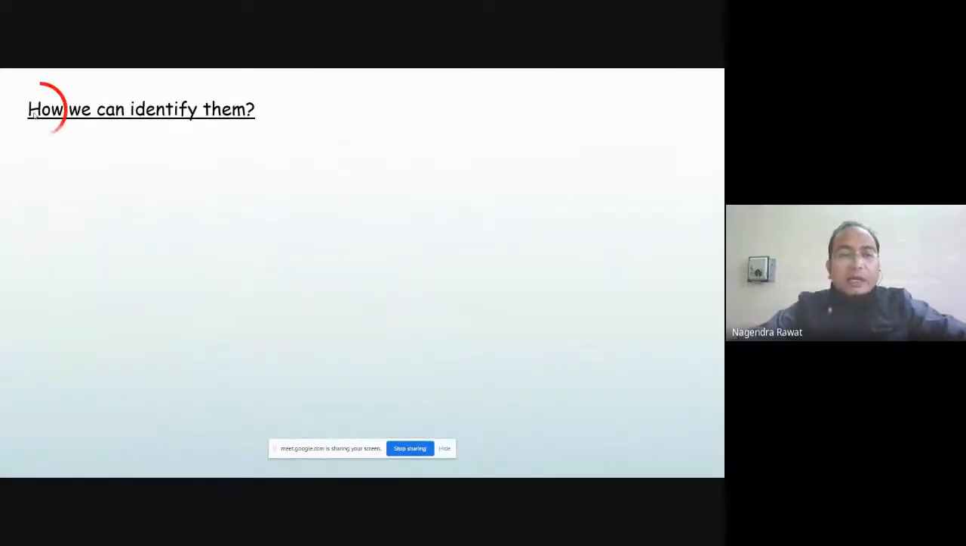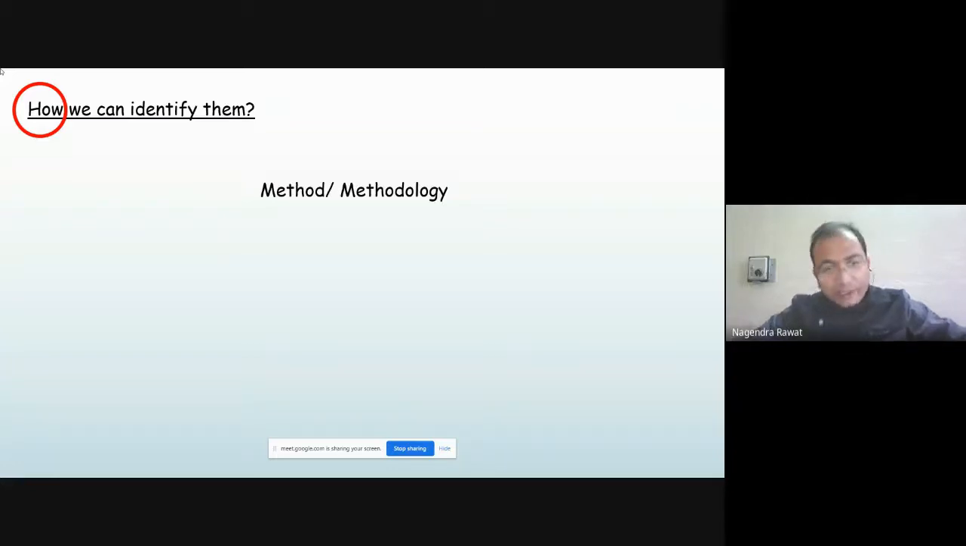But how to explore? Again the main question comes on the screen: how to explore? This is the major thing. How to explore gives us an idea to define the methodology. What kind of methodology can we adopt, and what kind of methodologies are being used worldwide in archaeological exploration? We need to discuss them.